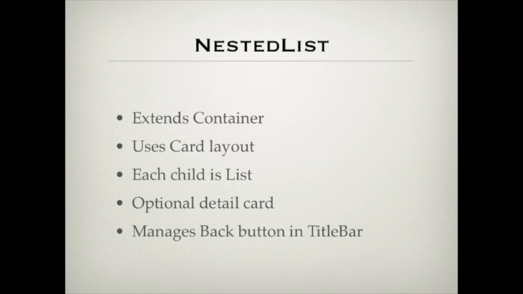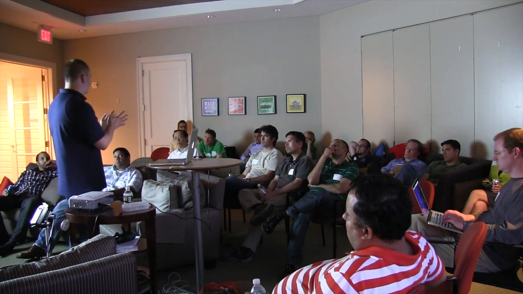The nested list is kind of hard to explain. What it's really going to do is take a tree structure. Think of Windows Explorer, where you have folders nested within each other. Well, the tree structure doesn't really work on a mobile device. So we use the card layout within the framework, and we have these child lists. If you click on a node that has children in it, it's going to animate another list in, so you can step into it.